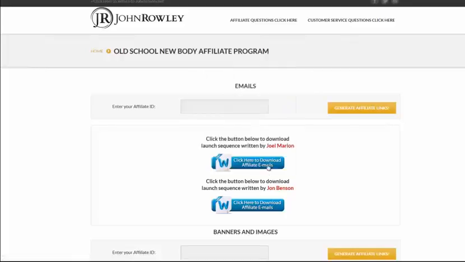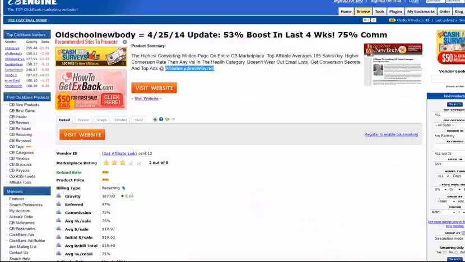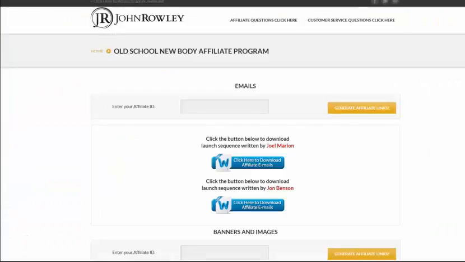Obviously, it's not necessary with all products. For example, if you were going to promote Sniper, you've already got the product, so you already know what it's like. And if you were going to promote a physical product, obviously you don't really need to see a TV in person to know that it's a TV, for example. So this is just something I recommend doing.